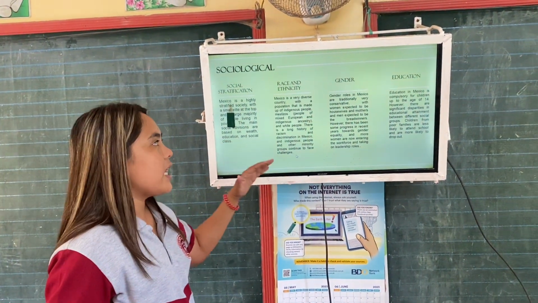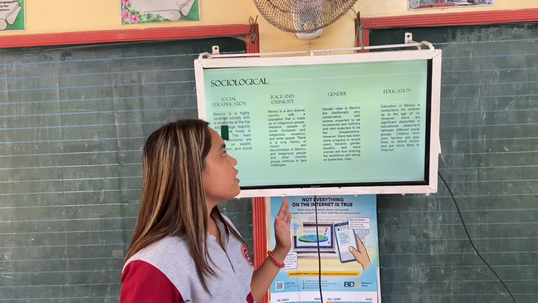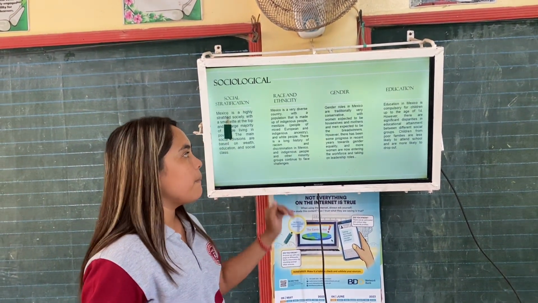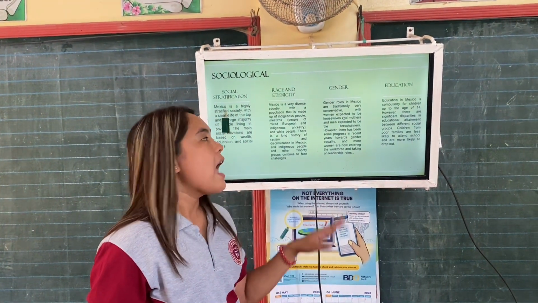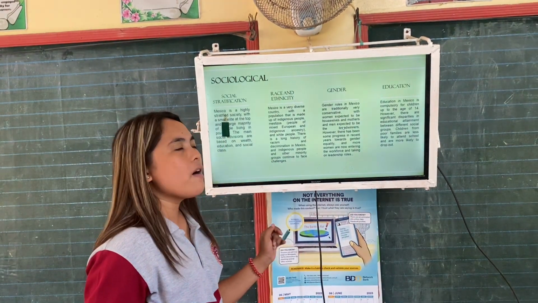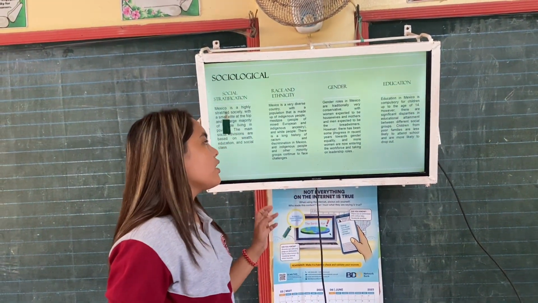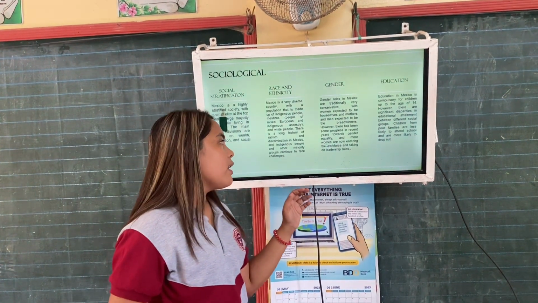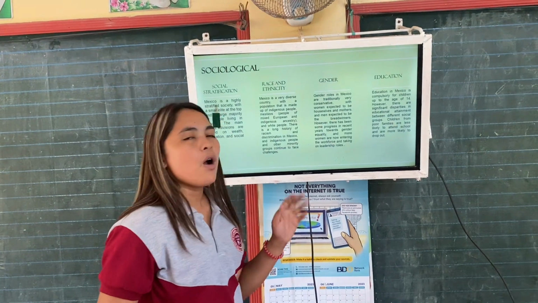So in terms of gender roles, Mexico is traditionally very conservative, with women expected to be housewives and mothers, and men expected to be the breadwinners. However, there has been some progress in recent years towards gender equality, and more women are now entering the workforce and taking on leadership roles.